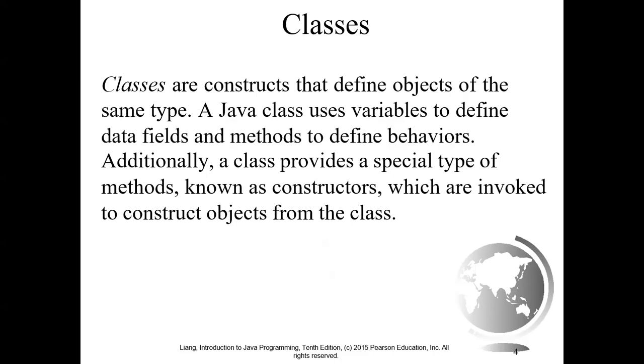And additionally, a class provides a special type of method known as constructors, which are invoked to construct objects from the class. And we also say that constructors are used to initialize an object, right? Because in the constructors, we always pass some values to the constructors.